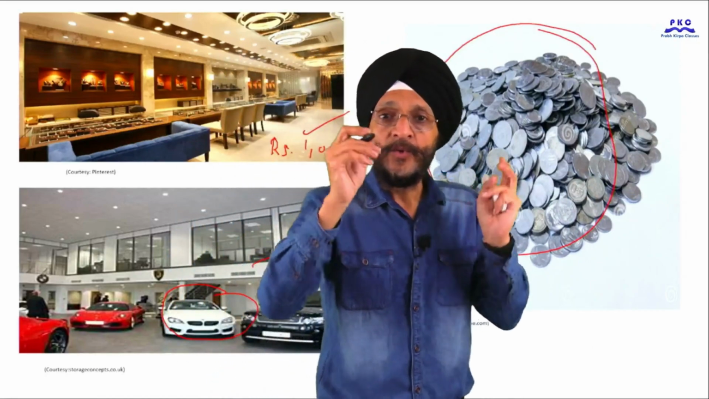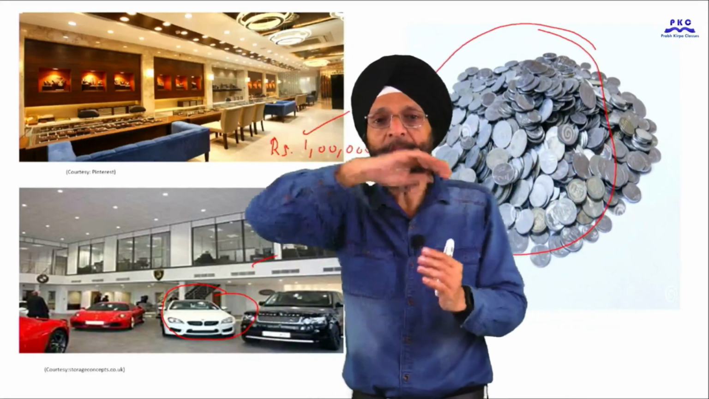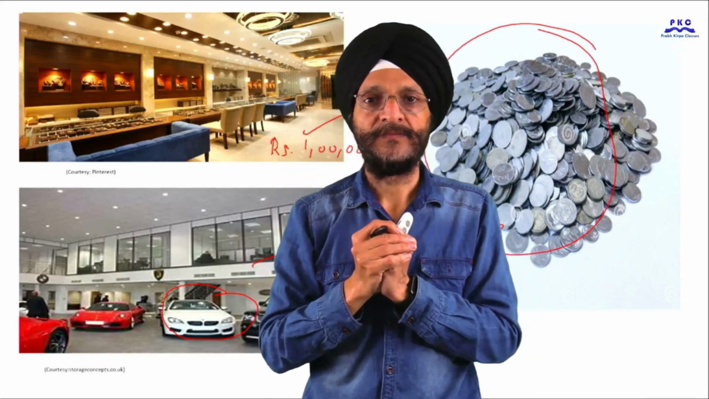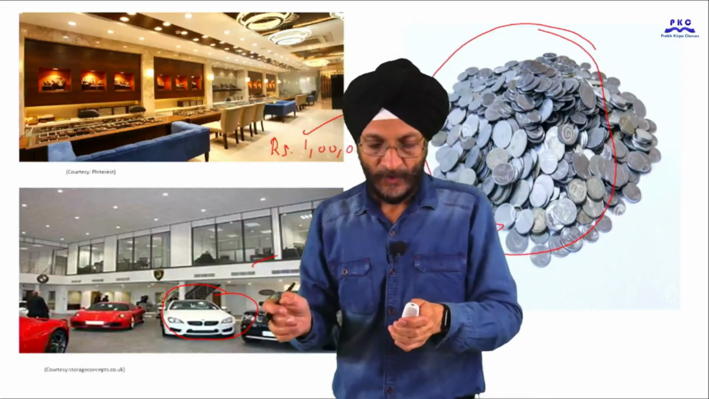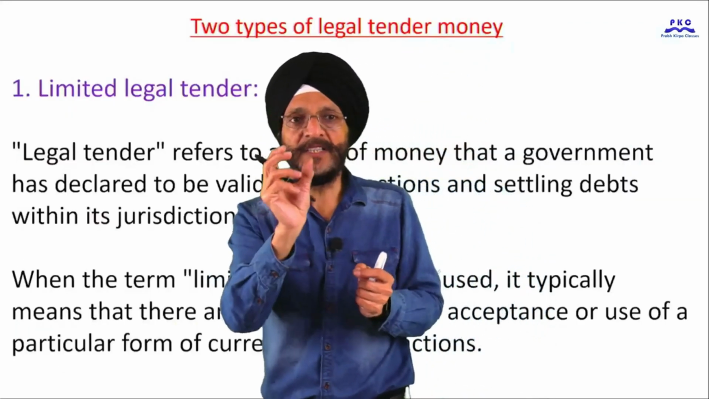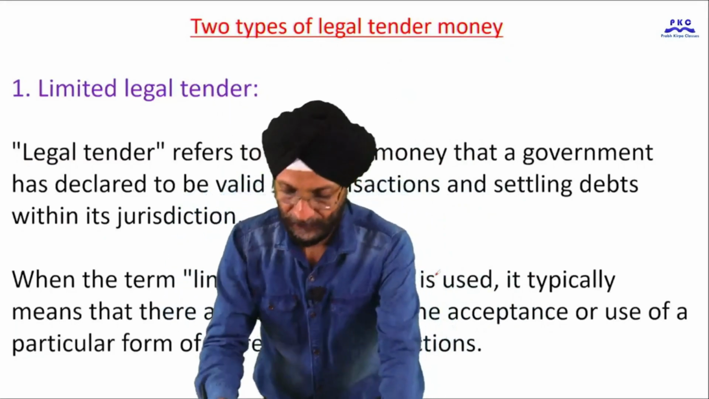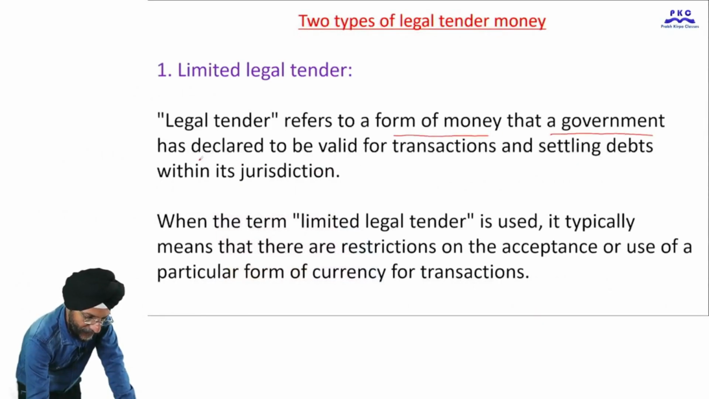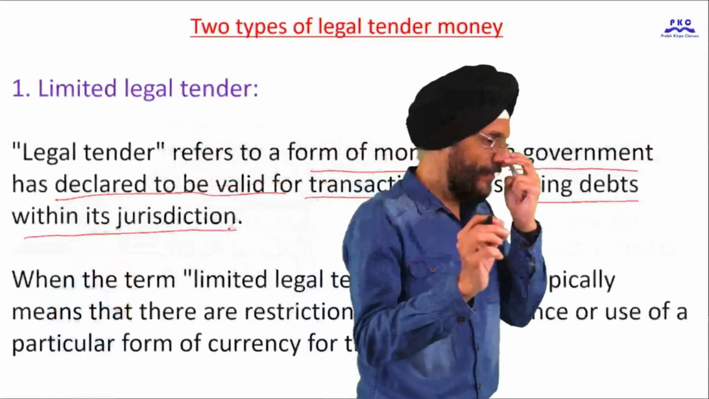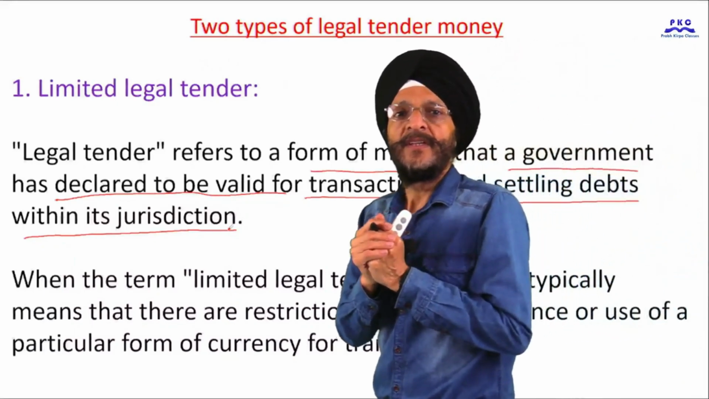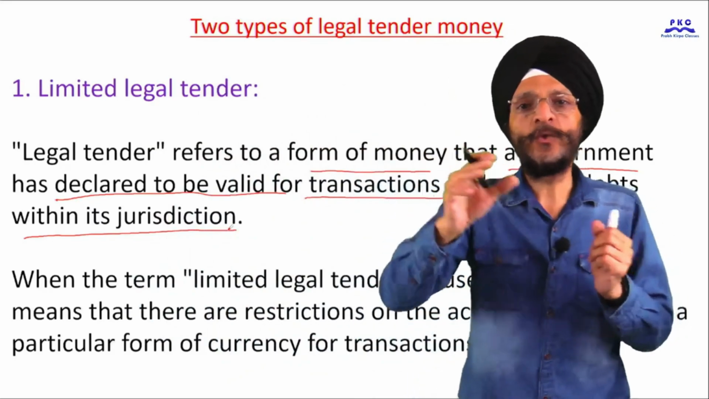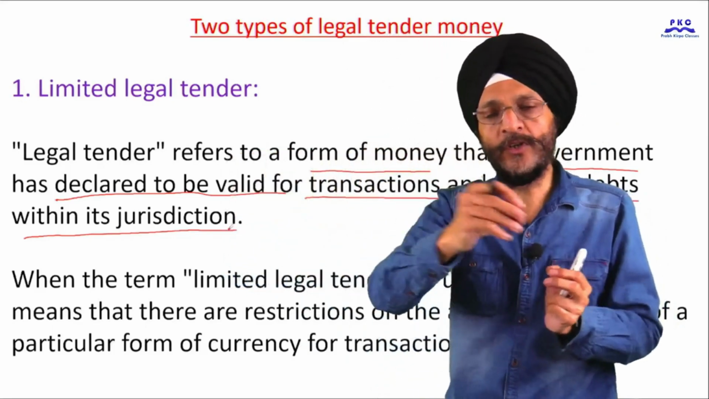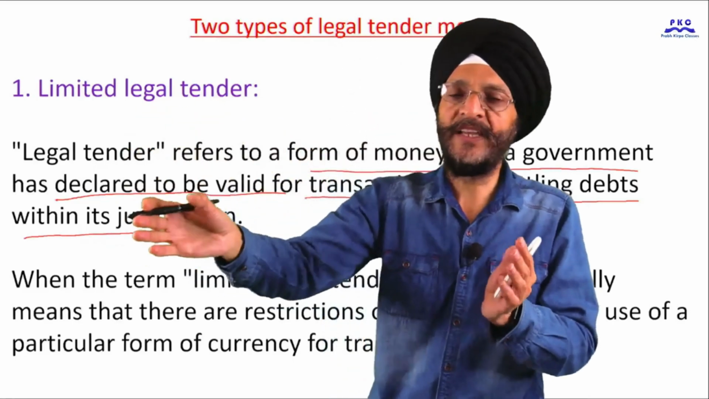But here in India, you cannot make unlimited payment by way of coins, because it will create a lot of problems for the sellers and the businessmen. So now we will understand the meaning of limited legal tender. First, what is the meaning of legal tender? Legal tender refers to a form of money that a government has declared to be valid for transactions and settling debts within its jurisdiction. It means that you can use those currency notes or coins for settling your debts and for the purchase of goods or in exchange for availing of services.